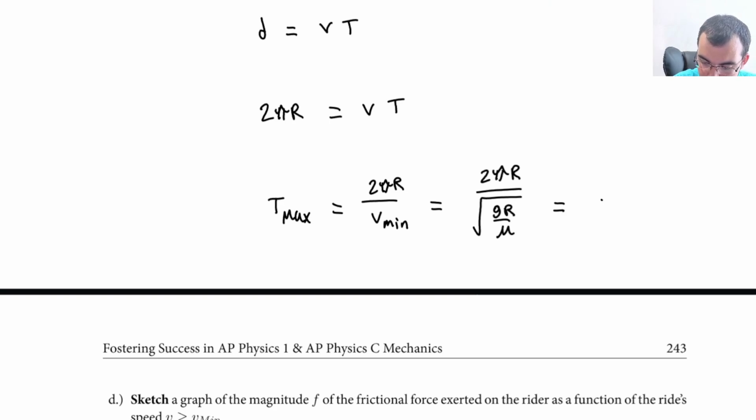So we'd get a 2 pi in front, and then we'd get a square root. You could just box that, by the way, and it's fine. 2 pi square root mu over gr, I think.